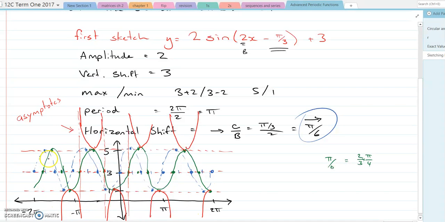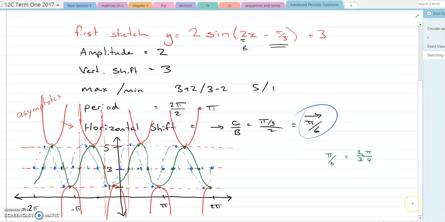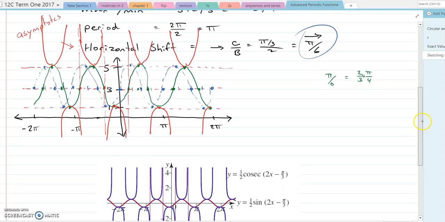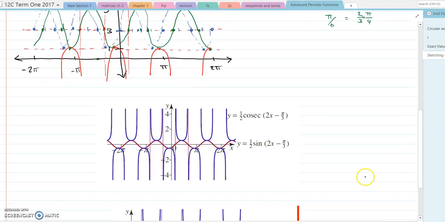That is how you sketch a, what do you call it? Inverse sine function. Okay, so if you're doing secant, it's just the same. You just draw a cosine curve and then draw these weird things. And here's a nice, neat looking one from the textbook.